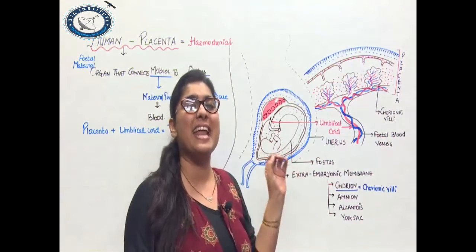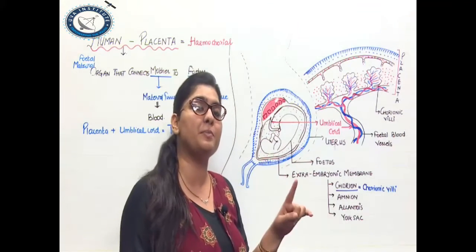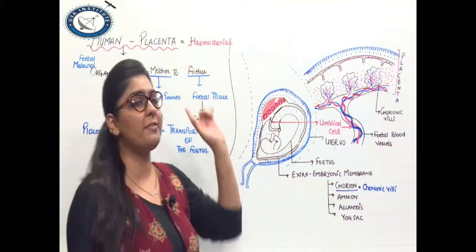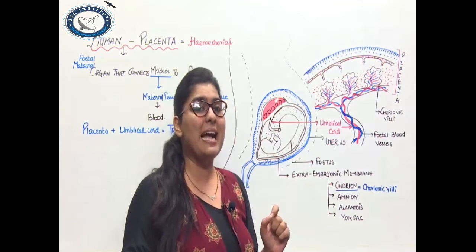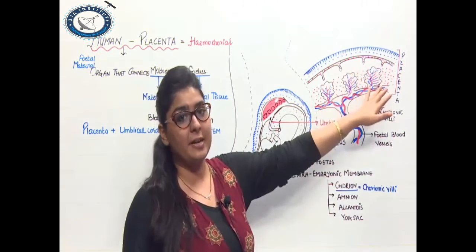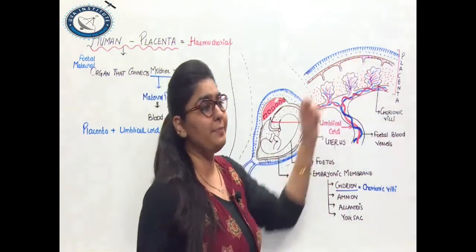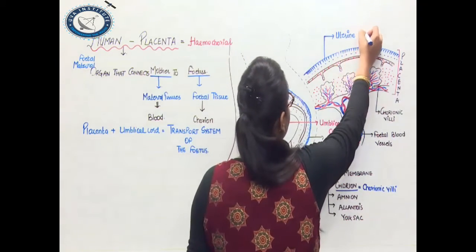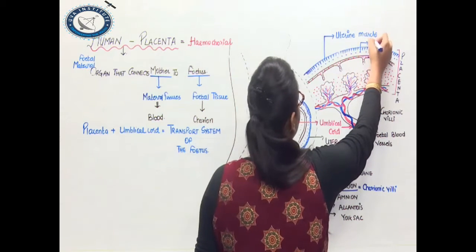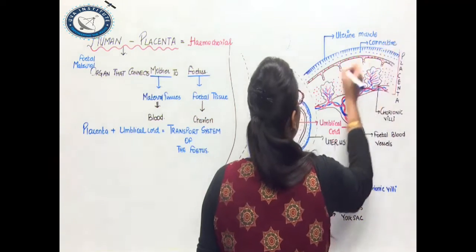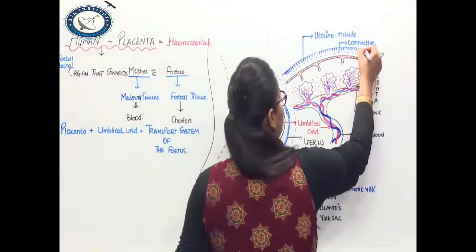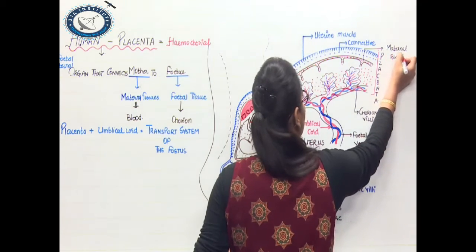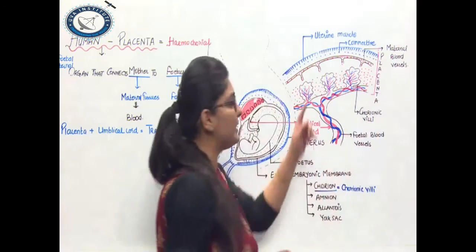So we say that placenta is an exchange medium for providing nourishment to the young one, for providing gases to the young one, as well as for removal of the wastes from the young one. Besides acting as the exchange medium, this placenta that provides the maternal blood, these are the uterine muscles, the muscles of the uterus with underlying connective tissue containing the maternal blood vessels that supply blood, forming the part of the placenta.